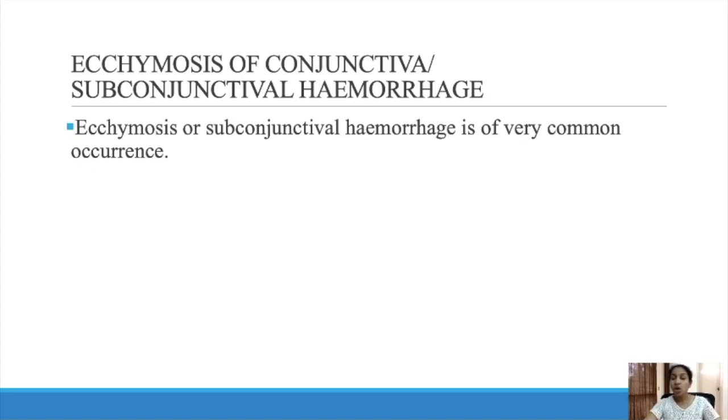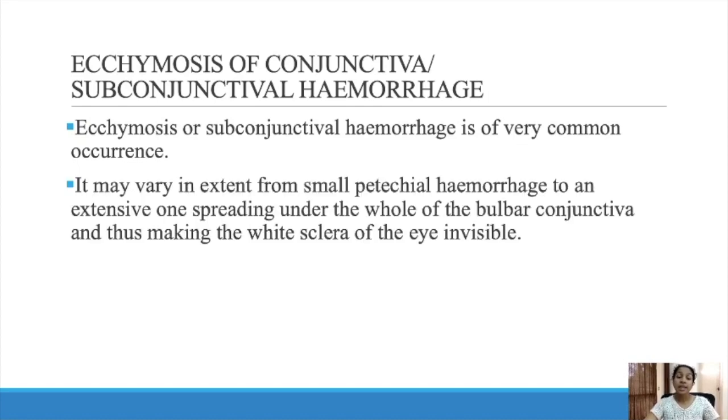It is a very common occurrence and it may vary in extent from a small petechial hemorrhage to an extensive one spreading under the whole of the bulbar conjunctiva and thus making the white sclera of the eye invisible. Petechial hemorrhage, you know, right? The small dot-like hemorrhage.